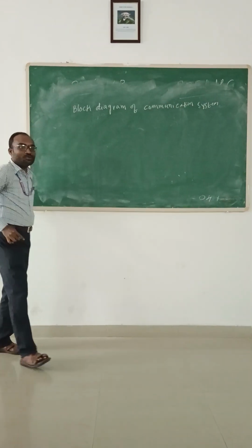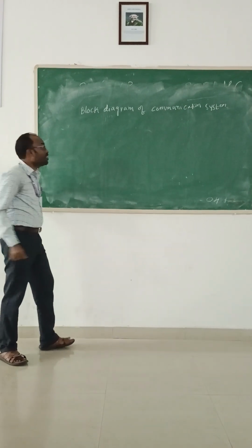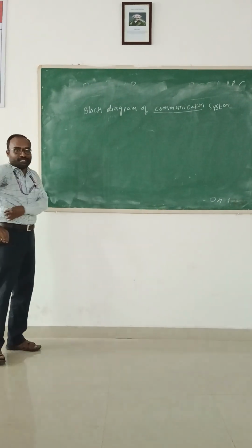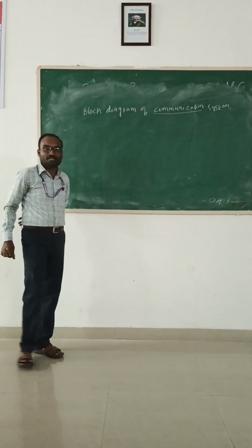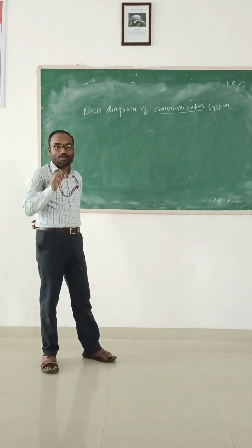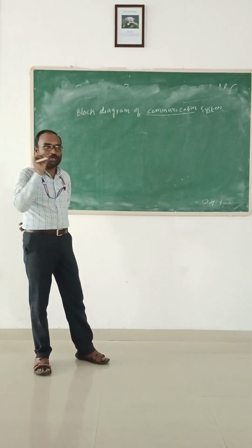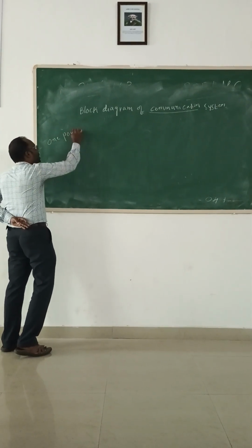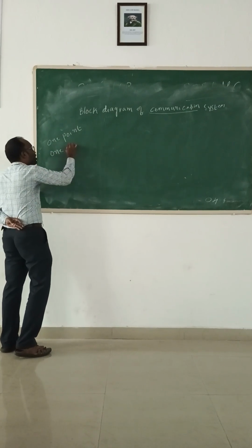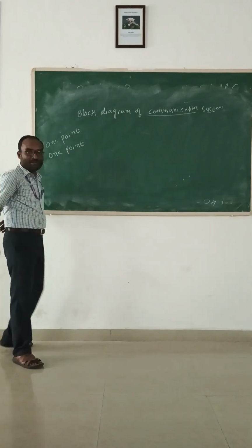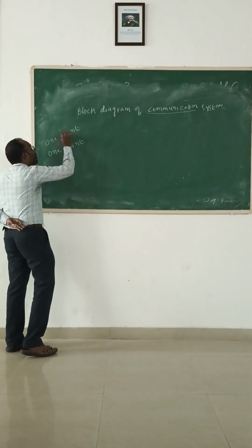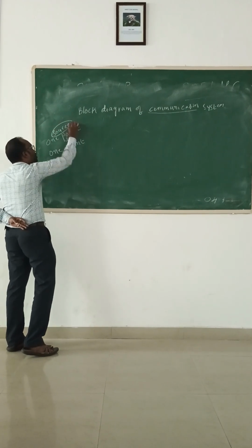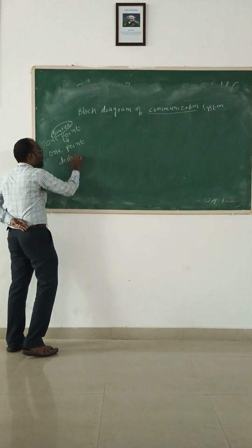So first we have to understand the definition of what is meant by communication. If you go through any dictionary, the English meaning of communication is simply the transfer of information from one point to another. So what is one point and what is another point? We can define one point as the source and the other point as the destination.